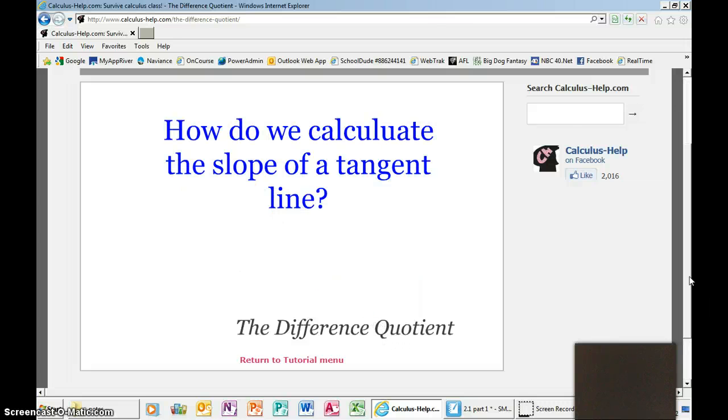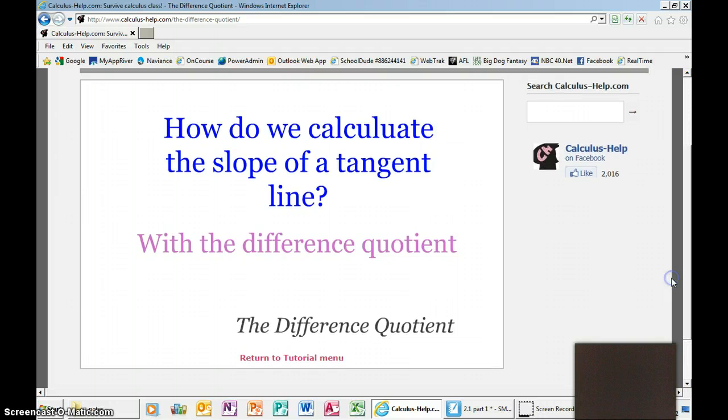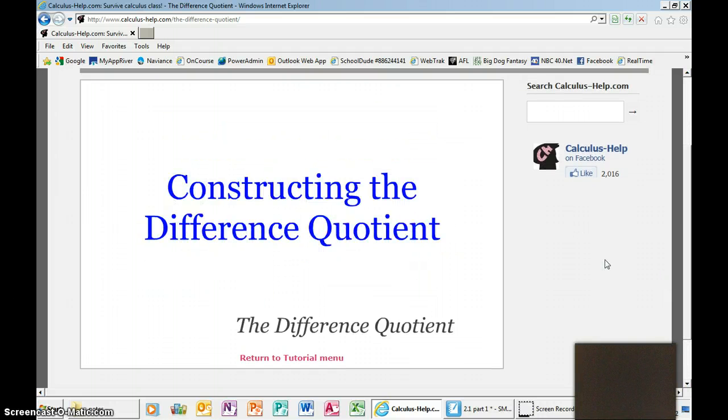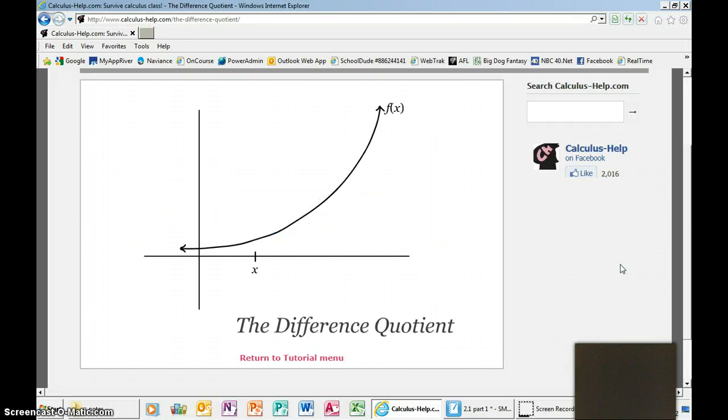We need to figure out a way to determine exactly what the slope of that tangent line is, and we do that using something called the difference quotient. In this section, I'm going to show you exactly where the difference quotient comes from. Here's a graph called f, with a point on it labeled x. My goal will be to find the slope of the tangent line to f at that point.